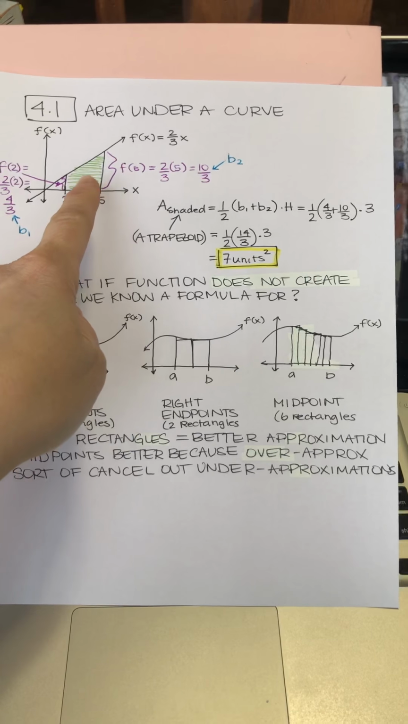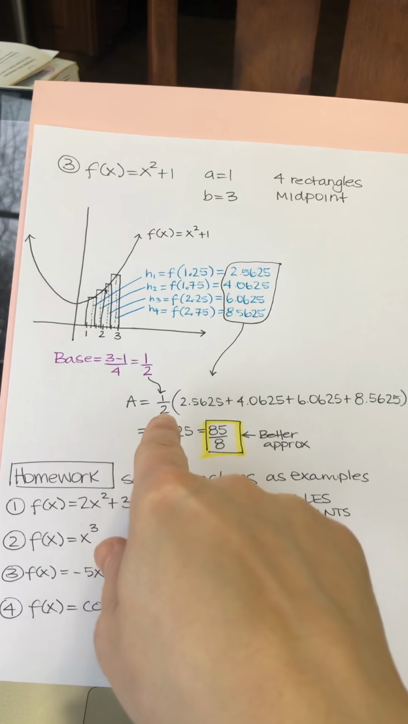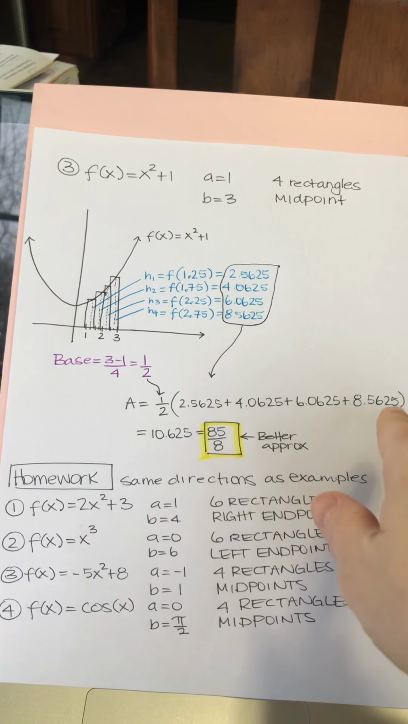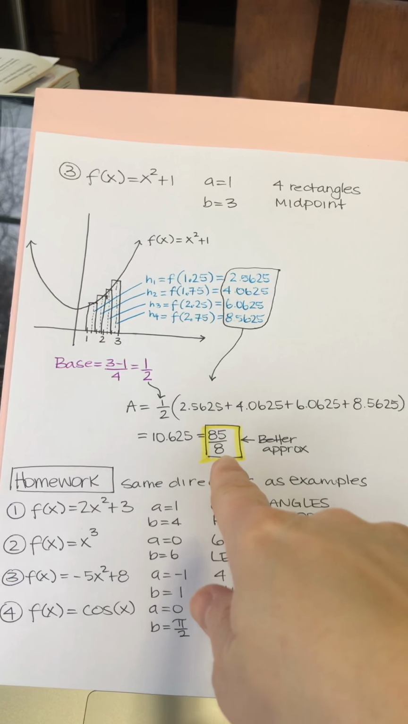So then we're going to do the same thing. Once we get the first height, which is f of 1.25, we're going to add 1/2 to each one and then take f of those numbers and get those heights. Then we take the base times the sum of the heights and we get 85/8.